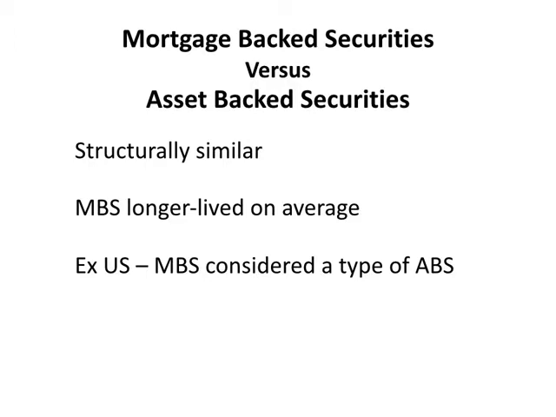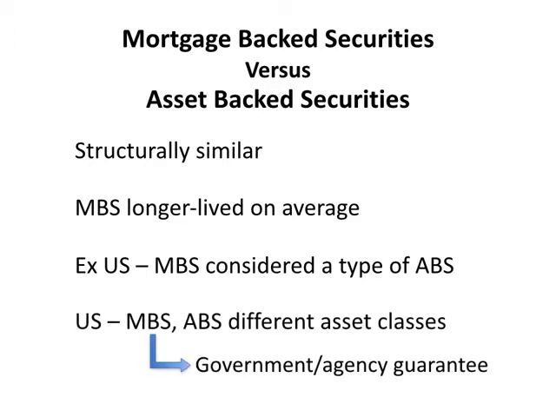Why? Well, in the U.S., unlike most other countries, the vast majority of mortgage-backed securities are guaranteed either by the federal government, in the case of Ginnie Mae securities, or the issuing agency in the case of Fannie Mae or Freddie Mac securities. That government or agency guarantee causes mortgage-backed securities to be considered almost default risk-free.